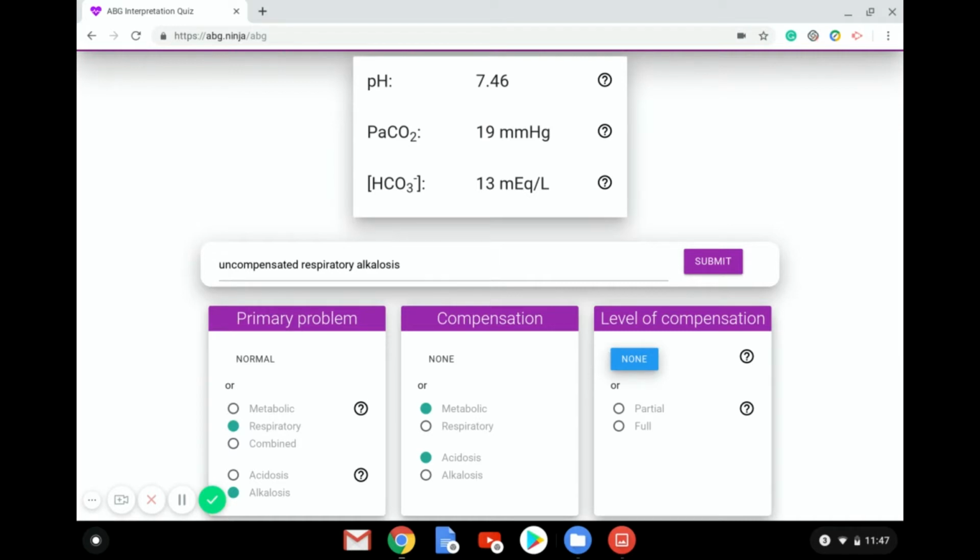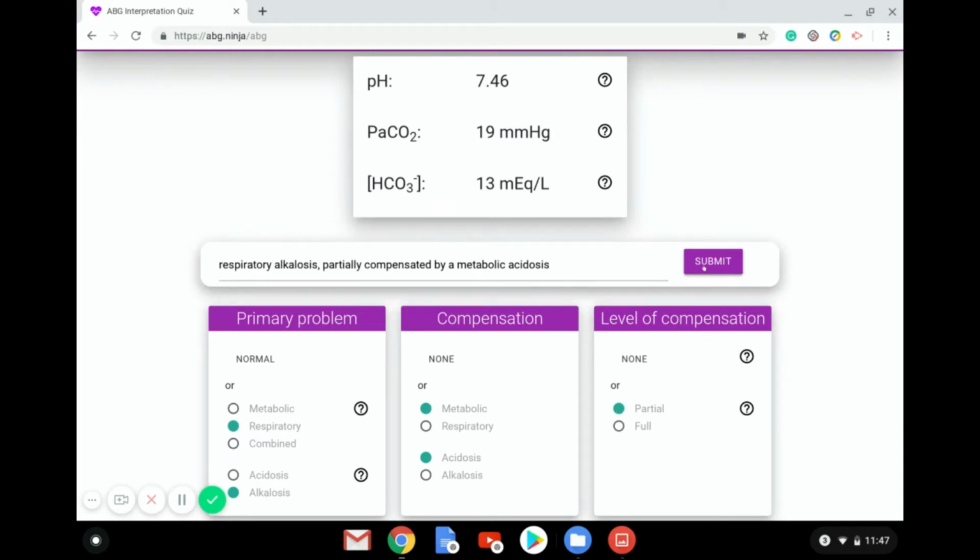Now, the final step is to figure out if the level of compensation is fully compensated or partially compensated. In order to figure this out, we look at the pH. We ask ourselves, is the pH within range? If the pH is within range, then it is fully compensated. If it's out of range still, then it's only partially compensated. So now, is 7.46 within the range of 7.35 to 7.45? Well, no. So that means it is only partially compensated.